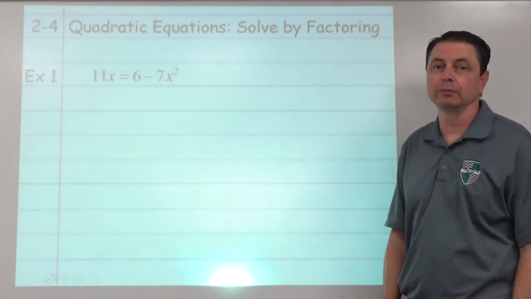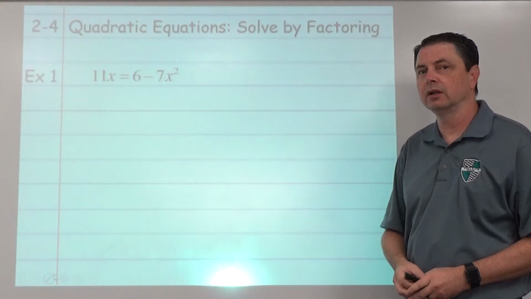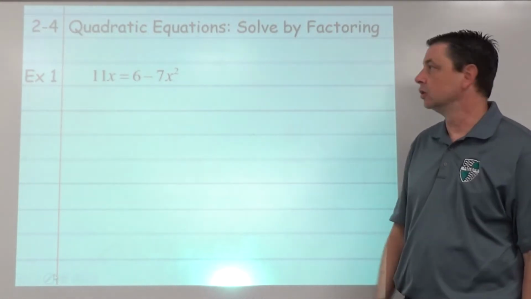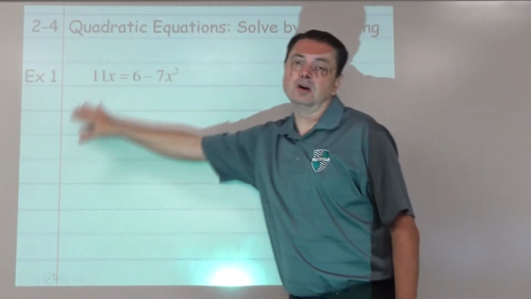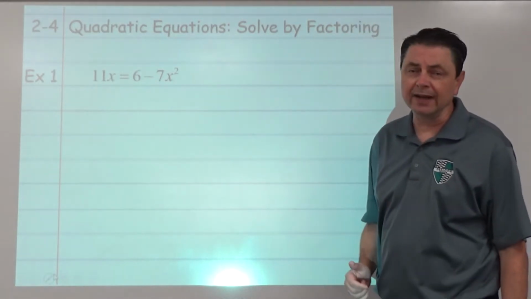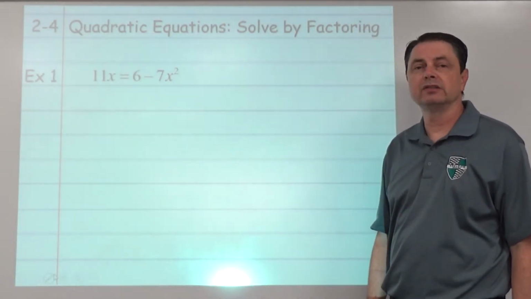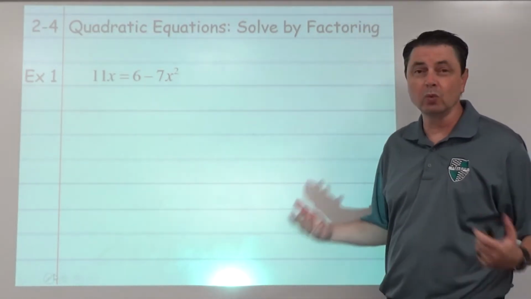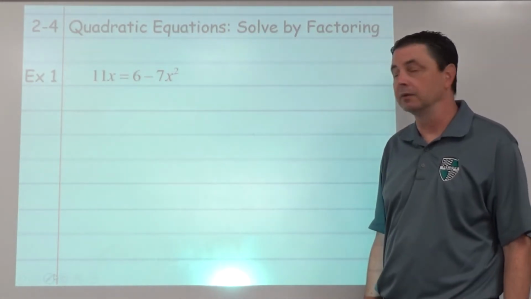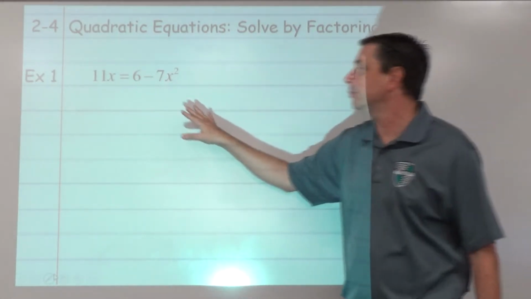This is lesson 2.4, where we're going to solve some quadratic equations by factoring, a little bit of a review of some previous content, a little extra skills, such as we know if we're solving by factoring, we're going to want to use the zero product property, which means one side of our equation needs to be zero. So we need to make that happen in this equation.